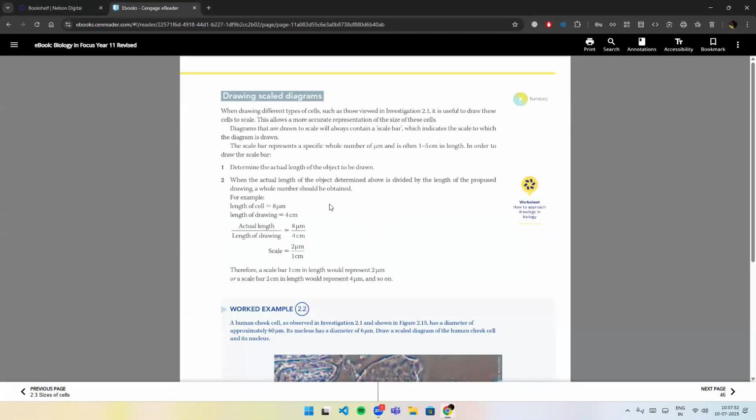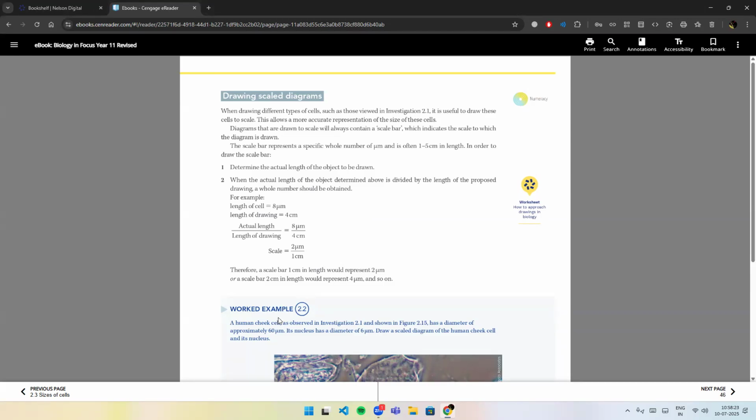Drawing scaled diagrams. When drawing different types of cells, such as those viewed in Investigation 2.1, it is useful to draw these cells to scale. This allows a more accurate representation of the size of these cells. Diagrams that are drawn to scale will always contain a scale bar, which indicates the scale to which the diagram is drawn. The scale bar represents a specific whole number of micrometers and is often 1 to 5 centimeters in length. In order to draw the scale bar, determine the actual length of the object to be drawn.